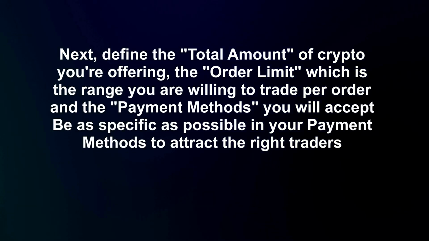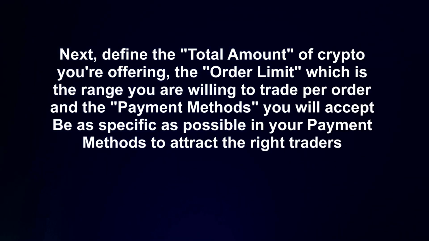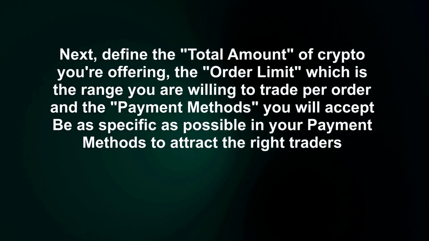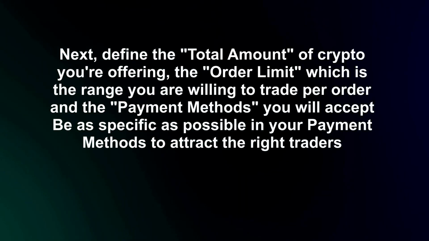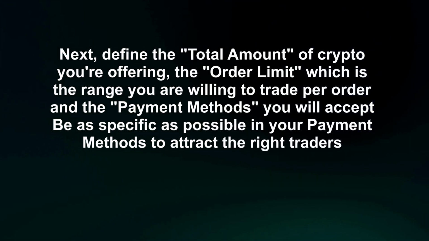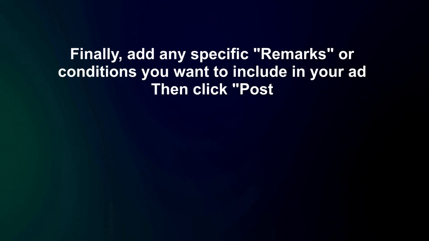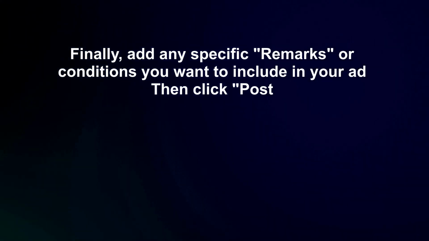Next, define the total amount of crypto you're offering, the order limit, which is the range you are willing to trade per order, and the payment methods you will accept. Be as specific as possible in your payment methods to attract the right traders. Finally, add any specific remarks or conditions you want to include in your ad, then click Post.